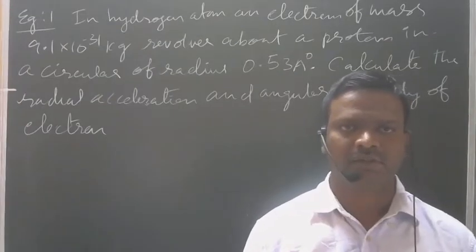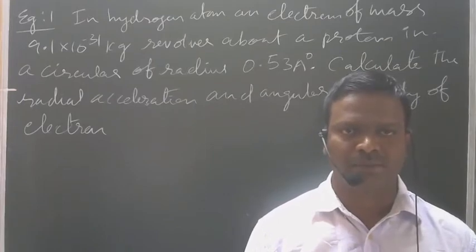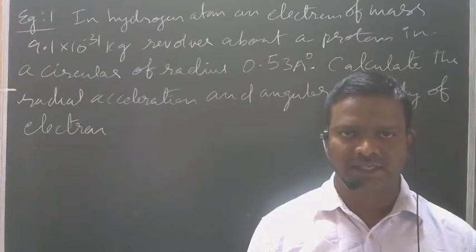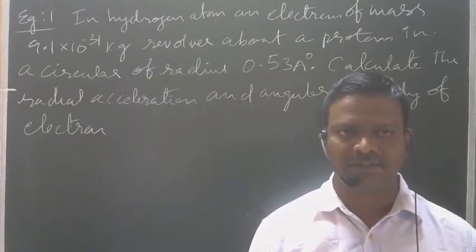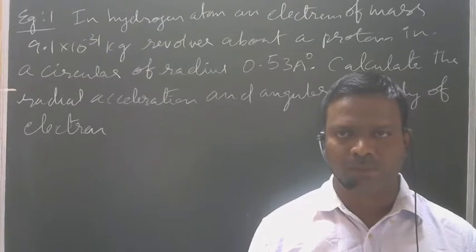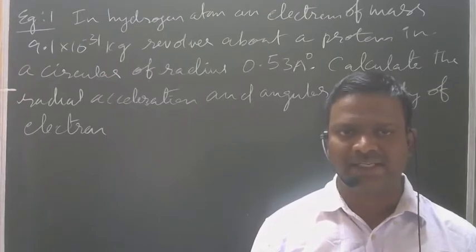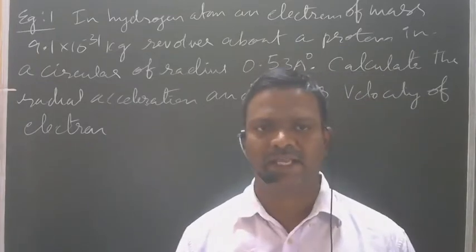Hi everyone. Today you are going to learn about electrostatics numerical problems. Here the problem is: in a hydrogen atom, an electron of mass 9.1 × 10^-31 kg revolves about a proton in a circular orbit of radius 0.53 angstrom. Calculate the radial acceleration and angular velocity of the electron.